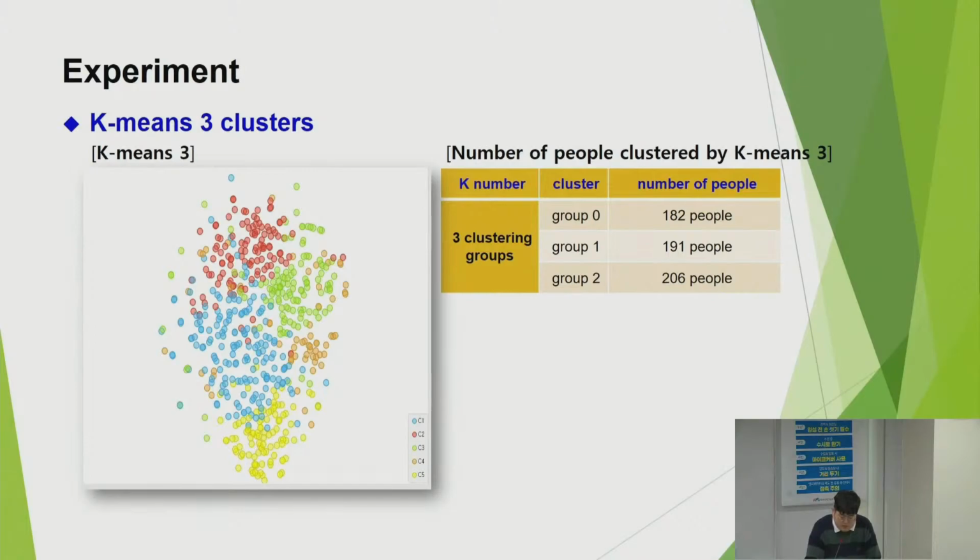This is the first of the successful cases of clustering. This shows the number of people clustered in each group by visualizing the group divided into 3 groups by performing clustering with the k-means algorithm. It can be seen that the visualization and the form of a group of people are well divided.